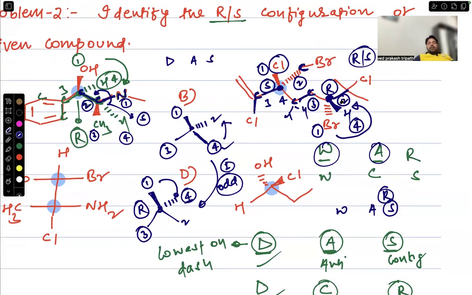Clear? It means whenever the lowest is on the wedge, you can just flip your answer. If clock is R, then it would be S. If anti-clock is S, then it would be R. Make sense? Whenever the lowest is on the wedge.